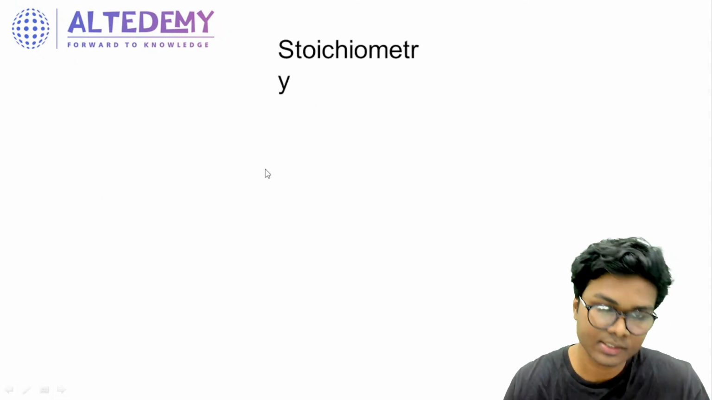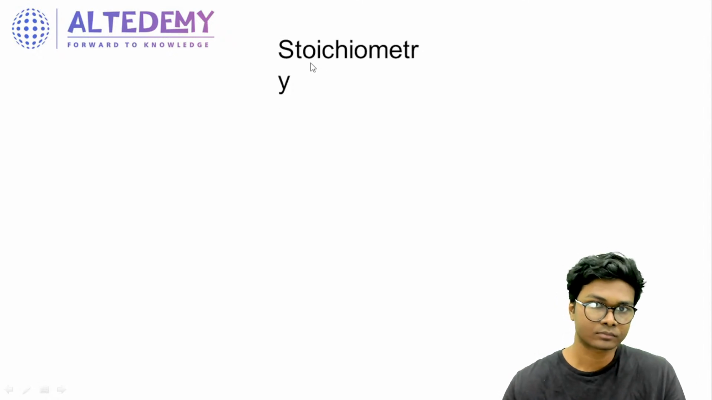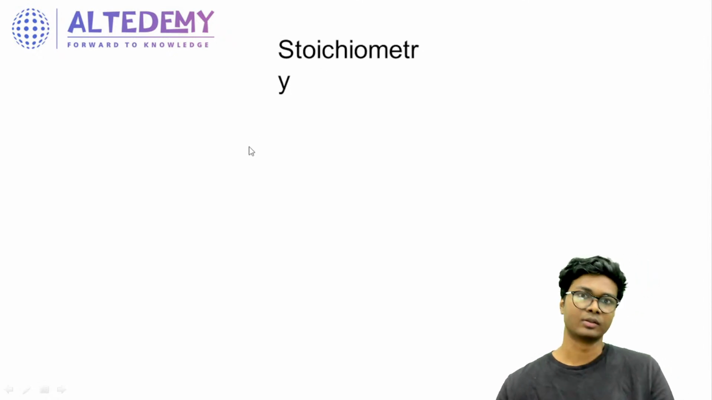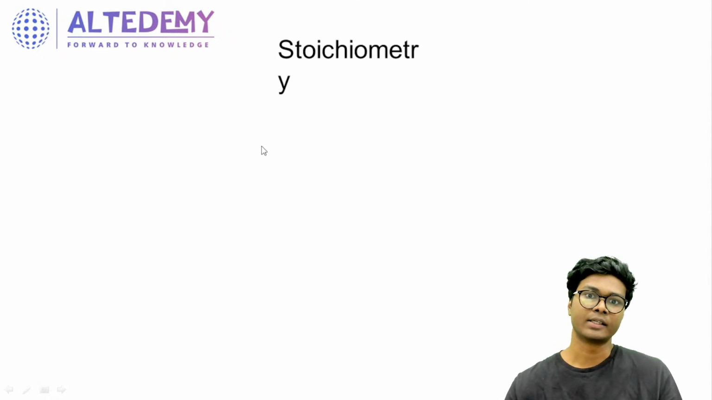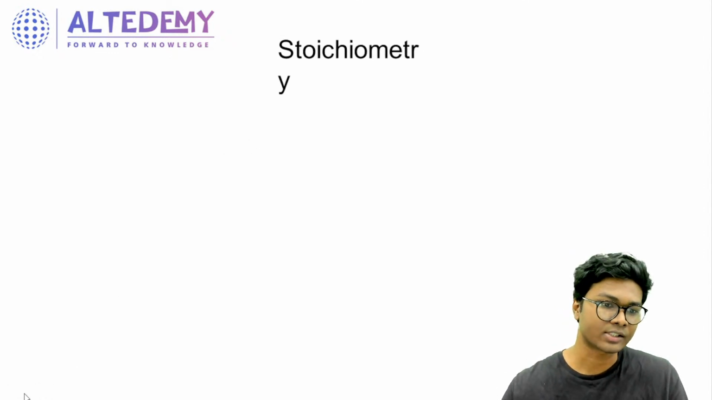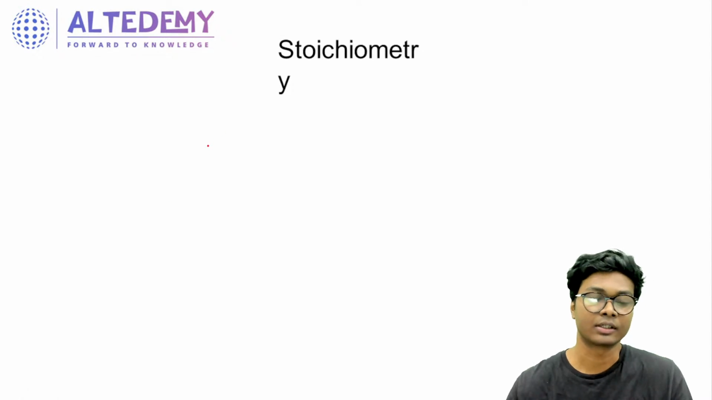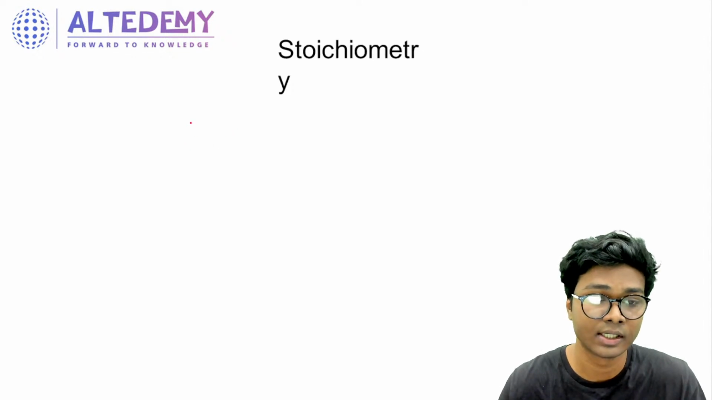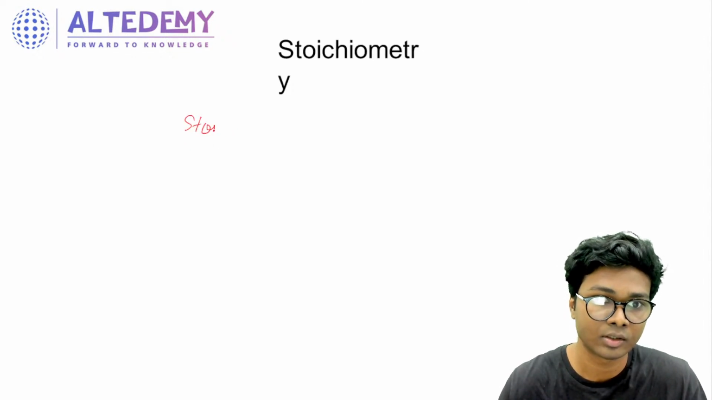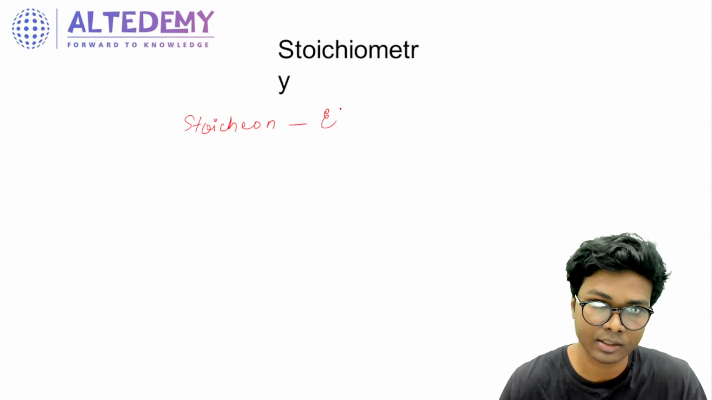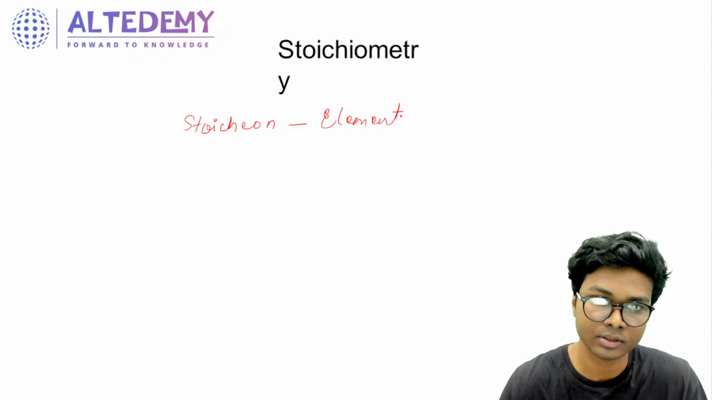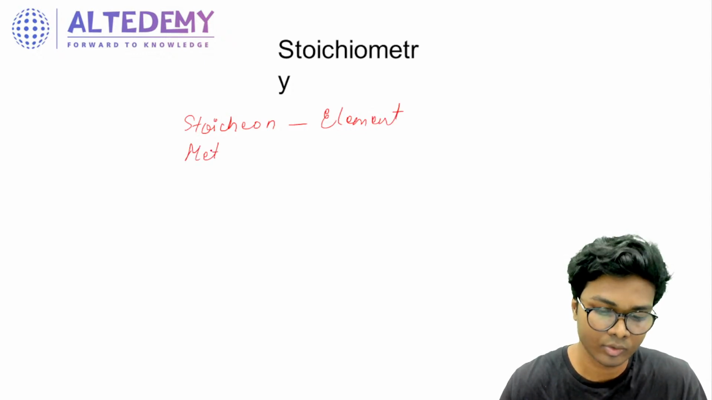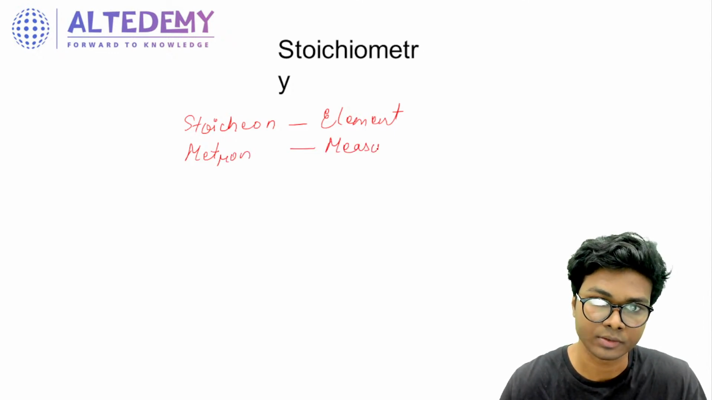So the next topic is stoichiometry. Okay. So what do we mean by stoichiometry? Stoichiometry has actually come from a Greek word. Greek words. It was stoichion, which meant element, and metron, which means to measure.